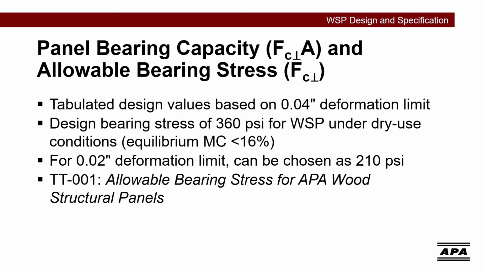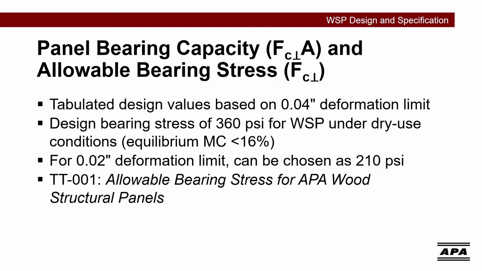Shear bearing capacity and the allowable bearing stress of wood structural panels may come into play for some design conditions. As compression load is applied perpendicular to the plane of the plies, or to the surface of the panel, such as by a column or reaction at supports, bearing stress is induced on the panel through the bearing area. A design bearing stress of 360 pounds per square inch shall be used for wood structural panels under dry use conditions, or when the moisture content is less than 16%.